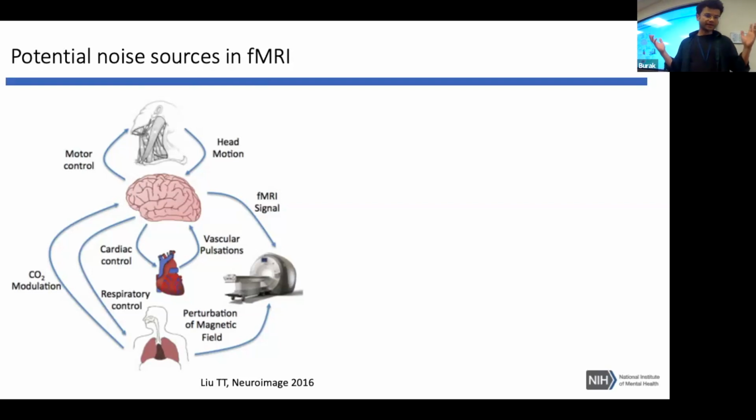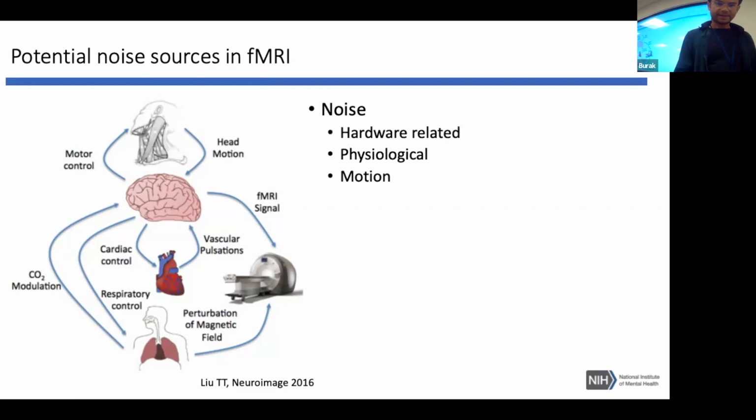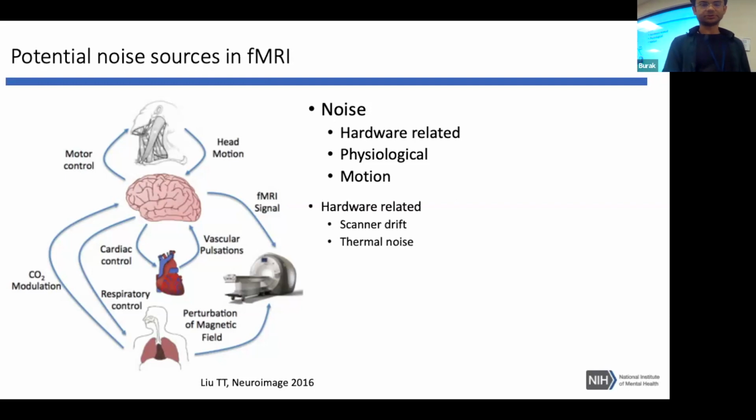Also, there are vascular pulsations, which I will show in the following slides. But things are more complicated than that. It's hard to summarize in subtitles, and maybe we shouldn't say noise, but let's say noise could be hardware related. Even if you put a jar of oil, a non-living thing, if it's hardware related, you will see that noise. For example, thermal noise. It could be physiological if you're working on living tissue, and then motion as usual.